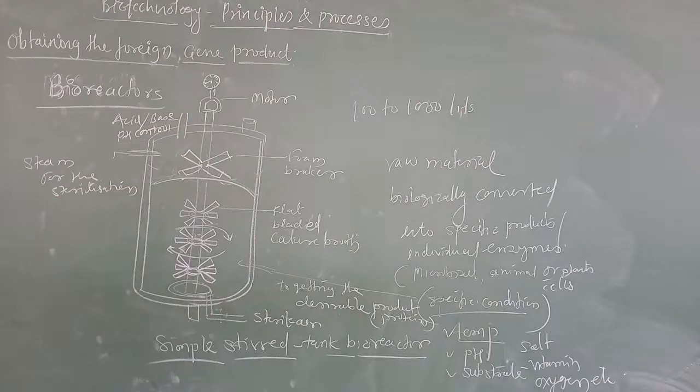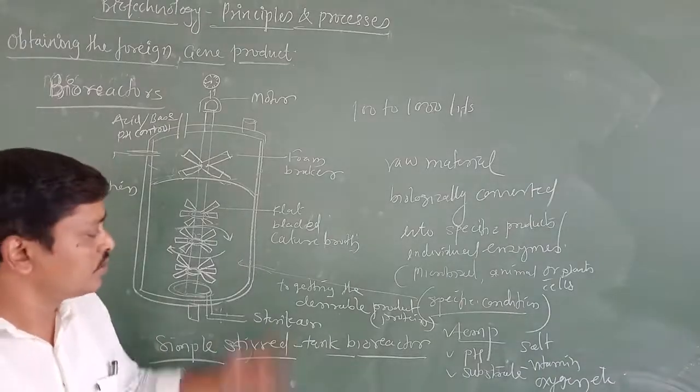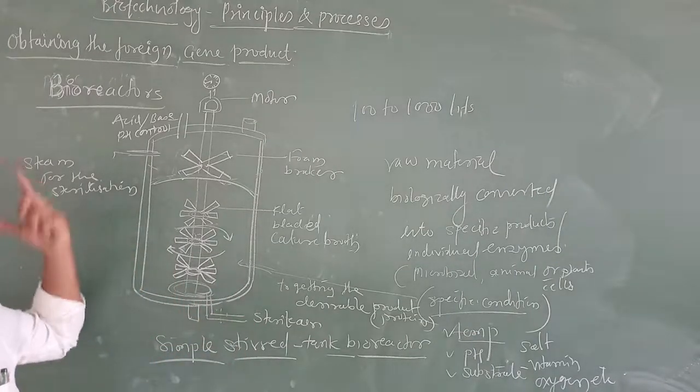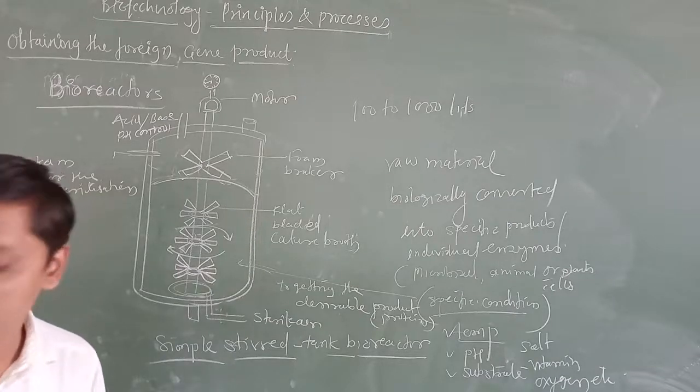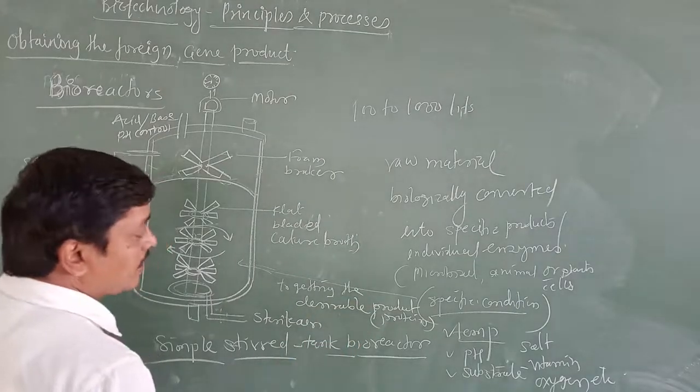And an alternative to this is the sparged stirred tank. For the stirred tank, you used to draw the diagram. So remember: if you want to get the desirable product in a higher quantity, you use bioreactors. These bioreactors are large vessels of 100 to 1000 liters, and they provide the optimum conditions for growth of different types of cells or biological products. By using these bioreactors you get a larger quantity of the desirable proteins.